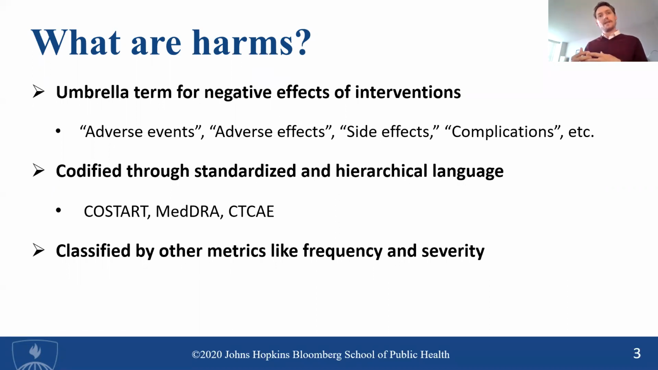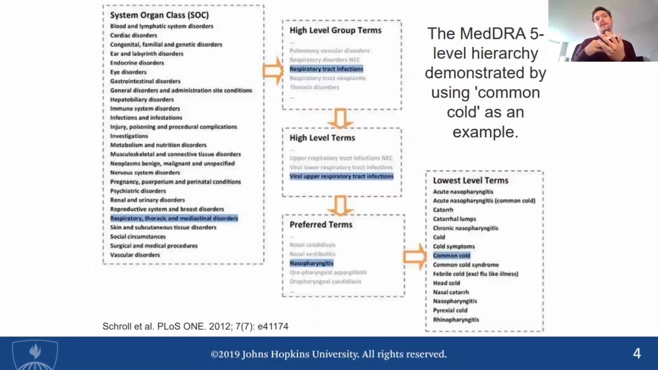Harms are classified according to standardized and hierarchical language, so COSTART, MedDRA, CTCAE, and they're also classified according to other metrics like rarity, so common, uncommon, rare, very rare harms, and severity, so harms that are mild, moderate, or severe, or serious, which has its own regulatory distinctions. To clarify, a hierarchical system is important for harms and you'll see it comes into play later on, so I want to explain what I mean by this hierarchy in case anybody isn't familiar.